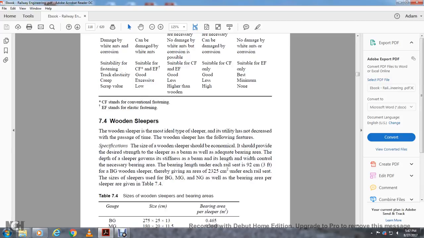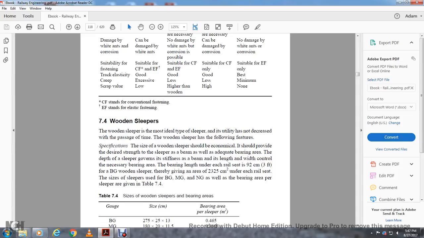The specification of the wooden sleeper should be economically provided, with the required strength of the sleeper as a beam as well as adequate bearing area. The depth of the sleeper, the stiffness of the beam, and the length and width control the necessary bearing area. The bearing length of each rail seat is 92 centimeters, or 3 feet, for the broad gauge wooden sleeper, thereby giving an area of 2,325 square centimeters under each rail seat.